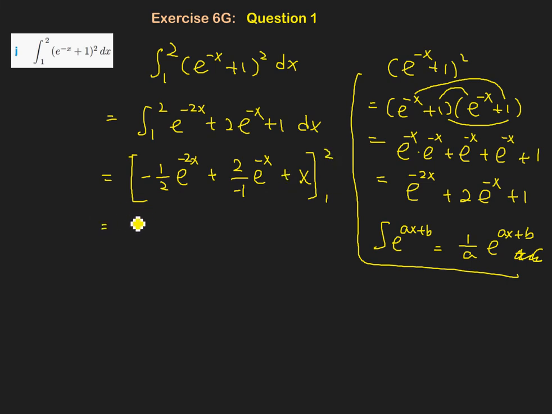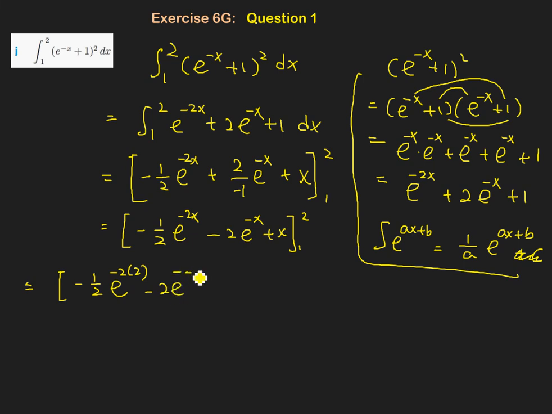I do a little bit of simplification. It's minus 2e to the power of negative x plus x. I think now we're ready, so let's do this. And so we just substitute the x value with 2. And it's negative 2 plus 2, and minus this one, negative e negative 2, because we're going to be substituting x as 1, and minus 2e negative 1 plus 1, and there you have it.